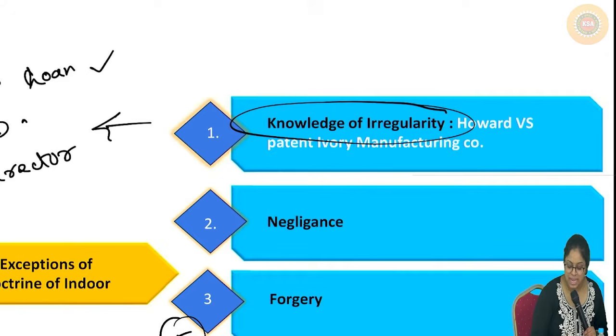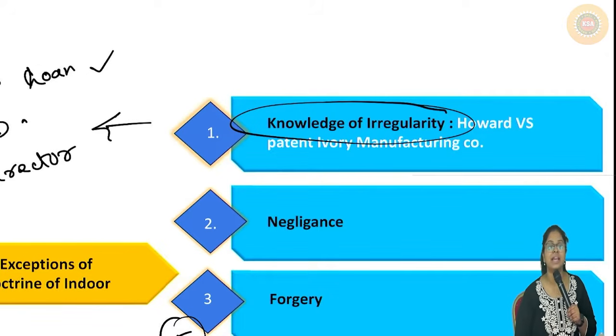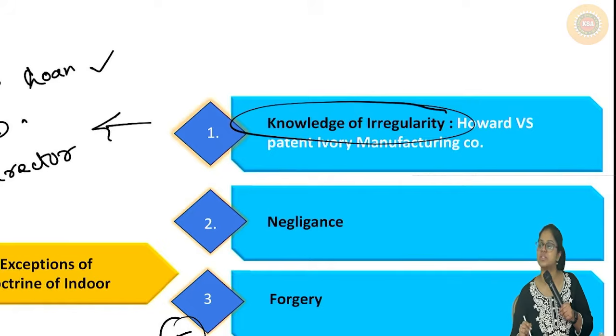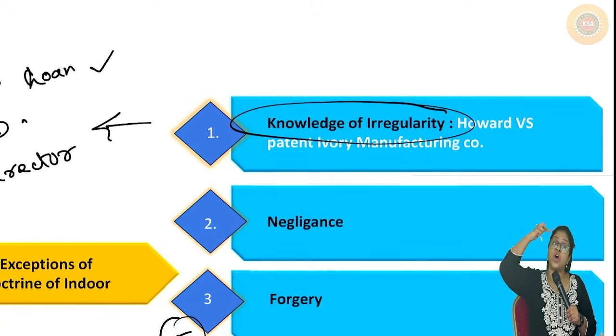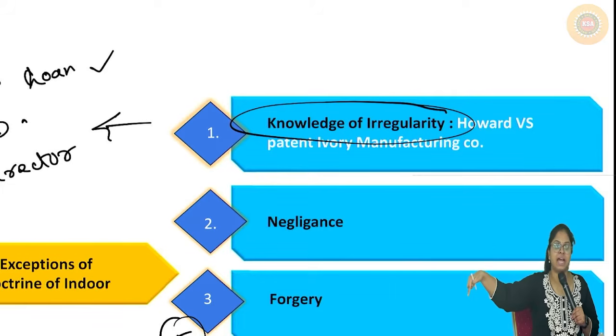if that person had the knowledge of irregularity. Now E is one of the board of directors, correct? Obviously he will know that if a loan has to be given, how many people have to sign? 3 people, and only 2 people have signed it. So he had the knowledge that there is an irregularity.